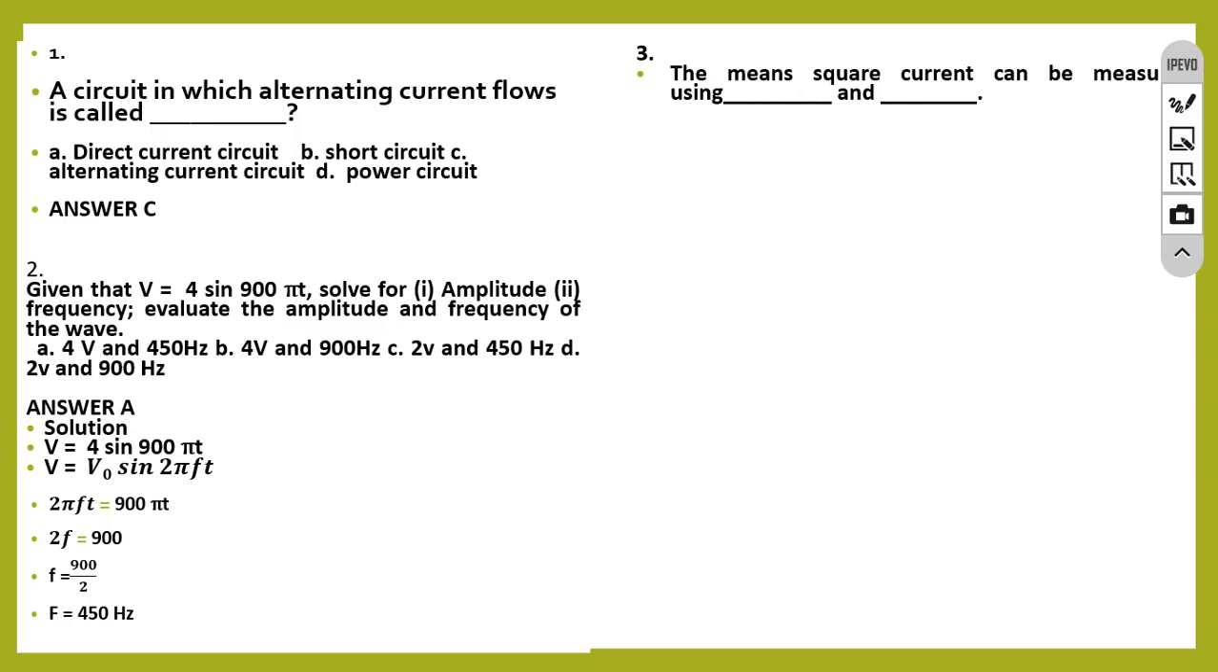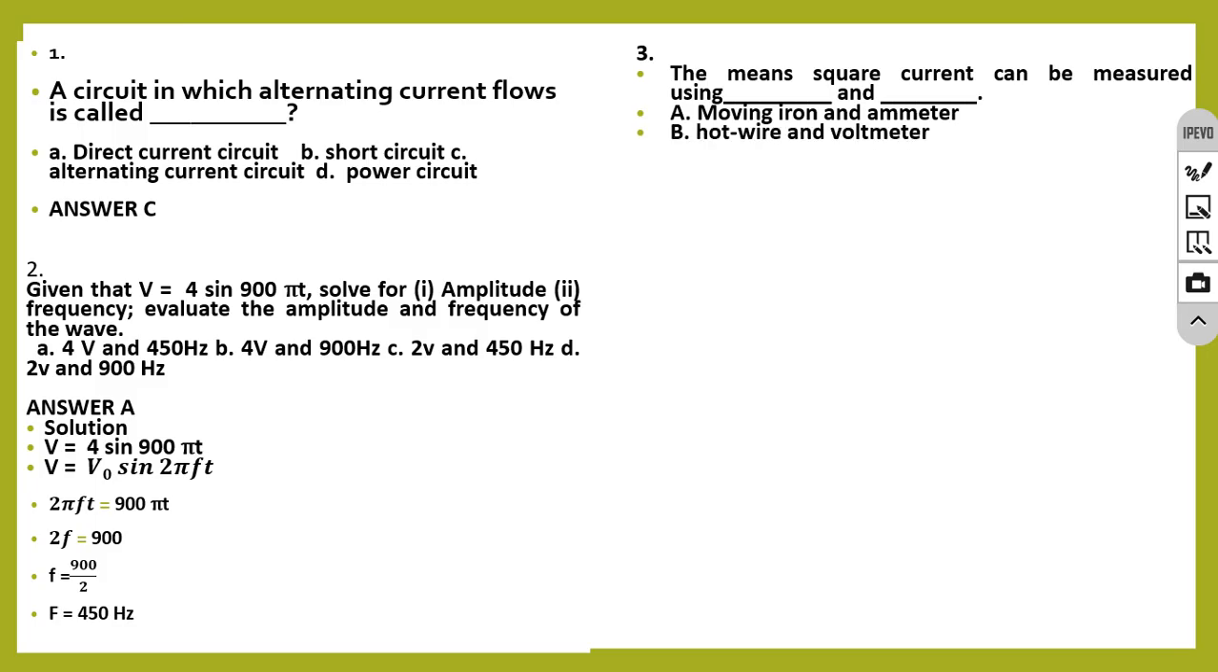Example 3 says, the mean square current can be measured using dash and dash. The mean square current can be measured using which instrument? Moving iron and ammeter, hot wire and voltmeter, ammeter and voltmeter, moving iron and hot wire meter. The correct option is D, moving iron and hot wire meter.